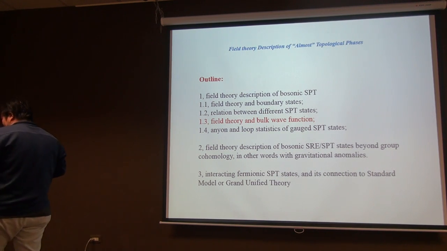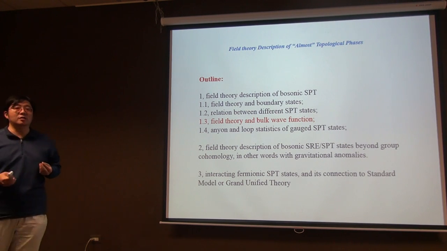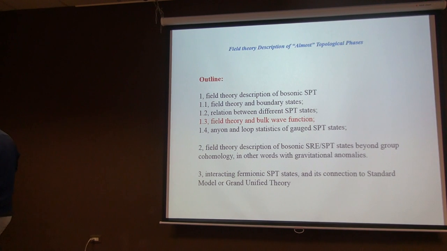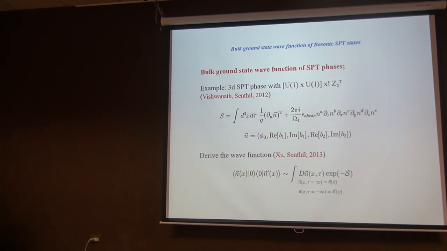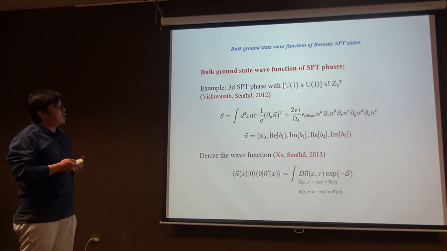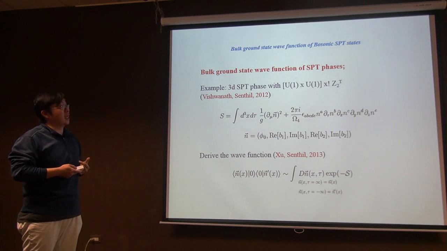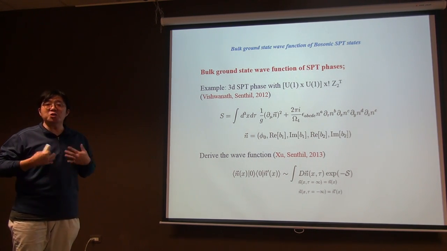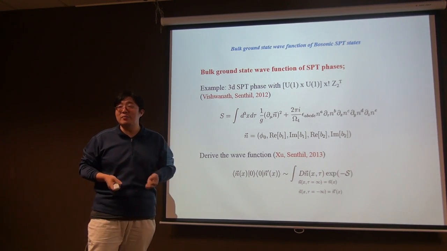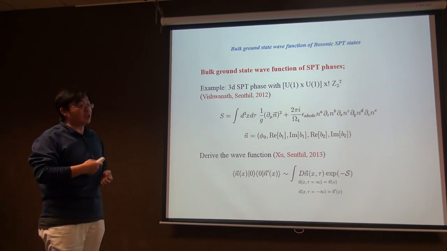Okay, so now I'm going to show you how to use the field theory to derive or calculate the ground state wave function of those SPT states. The example I'm going to show you is the 3-dimensional SPT state with U1 times U1, and this is a semi-direct product with time inversal symmetry. And eventually I'm going to break U1 cross U1 to just one U1. But let me start with U1 cross U1 times time inversal symmetry. And this is a semi-direct product.